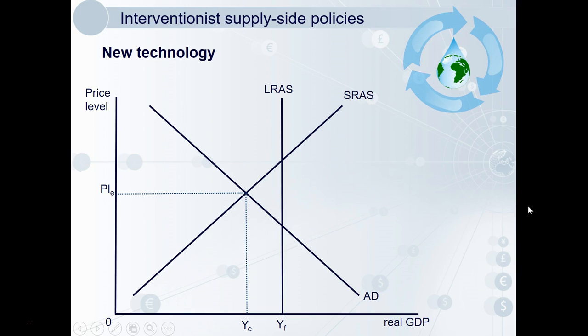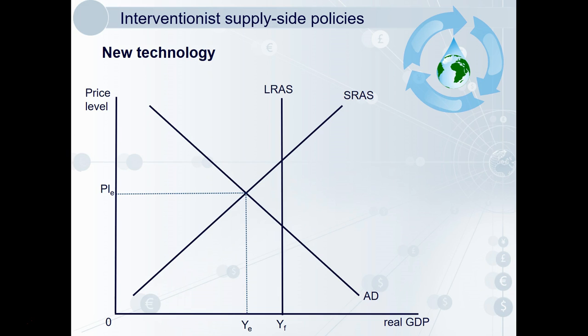Another way that governments intervene to increase the capacity of the economy is by investing in new technology. The Australian government does this through the CSIRO, the Commonwealth Scientific and Industrial Research Organisation. One thing that they're working on at the moment is water recycling technology. This can aid the economy by essentially increasing the amount of resources available, increasing the amount of water.